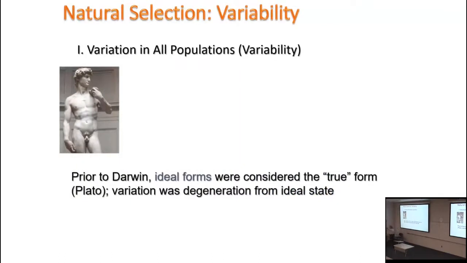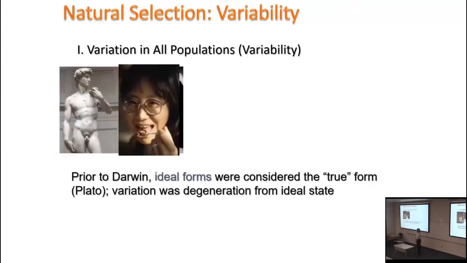So, first one, variability. So I'm going to expand on each of those. Prior to Darwin and Wallace, biologists and people in general tended to think that there were ideal forms of each organism. Maybe, and this goes back to Plato and Aristotle and so forth. And they thought variation was a degeneration from that initial state.